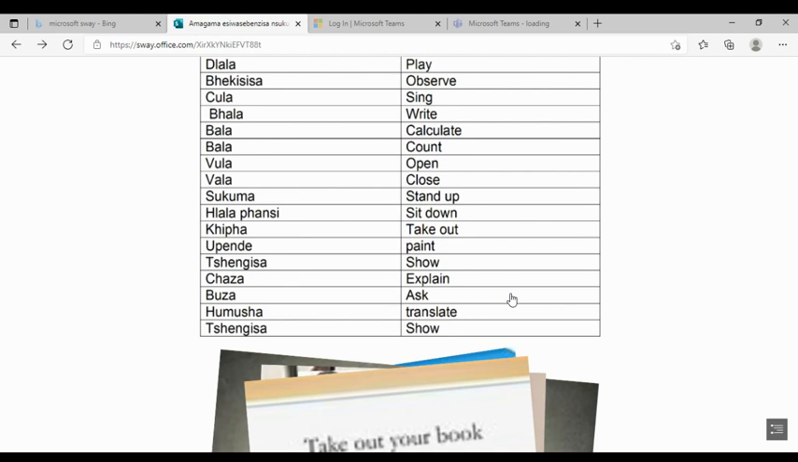Tshengisa, show. Okay. Ngitshengise umsebenzi wakho, show me your work. Chaza, explain. Buza, ask. Humusha, translate. Humusha lo mubuzo, translate this question.